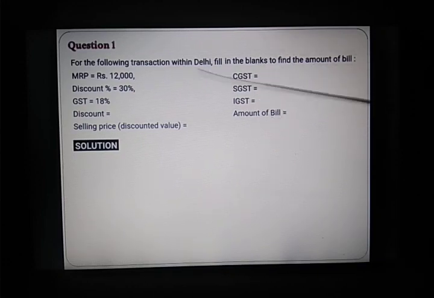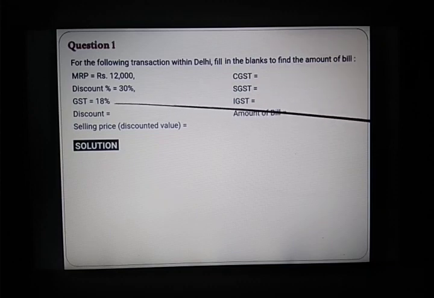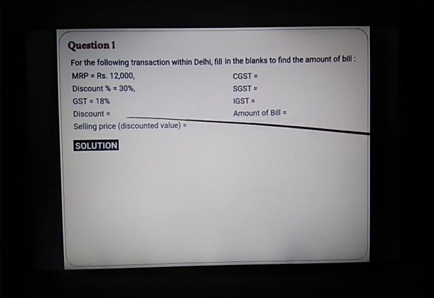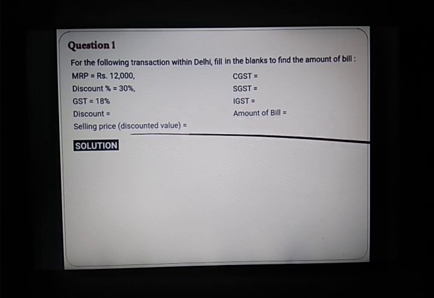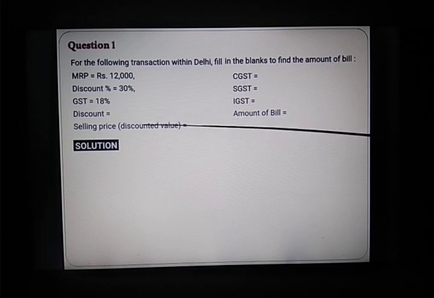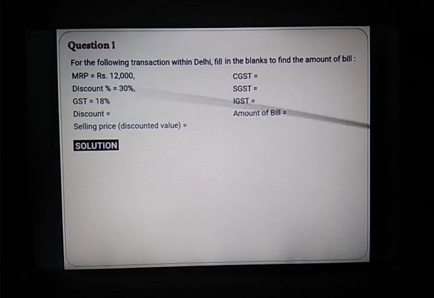Now if you see carefully, the transaction is within Delhi, so that means this is within the same state, so this is intrastate sales. That means this GST, which is 18%, will be divided into CGST and SGST, that is central GST and state GST. This 18% will be divided into two equal halves, 9% for CGST and 9% for SGST. Now let us see the solution.